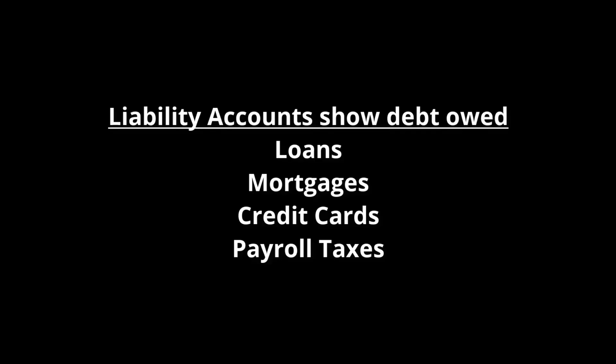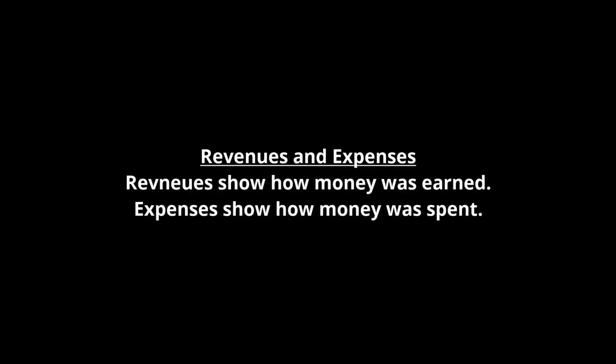Liability accounts show the debt owed. These are your loans, mortgages, credit cards, and payroll taxes. Revenue and expense accounts are the line items in your checkbook register. It's the description or story of how the money was earned and spent. Revenue accounts show how money was earned, and expense accounts show how money was spent.